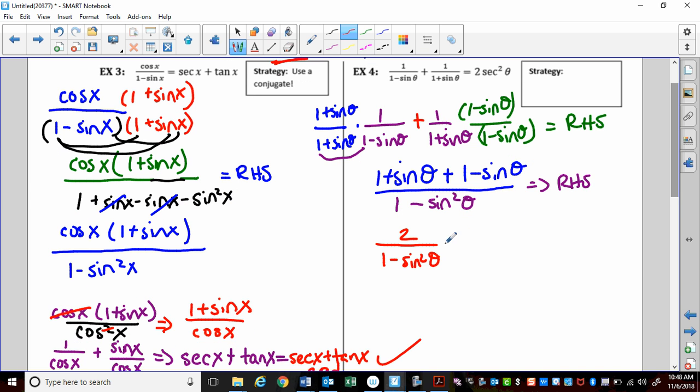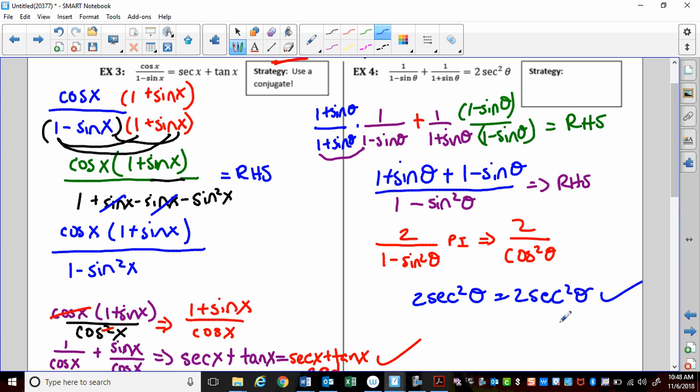So I'm going to use my identity, it's called the Pythagorean identity, to get 2 over cosine squared of theta. One over cosine is secant. So this is 2 times secant squared theta, which is equal to the right-hand side now, which is 2 secant squared theta. QED. We're done. That one wasn't too bad.